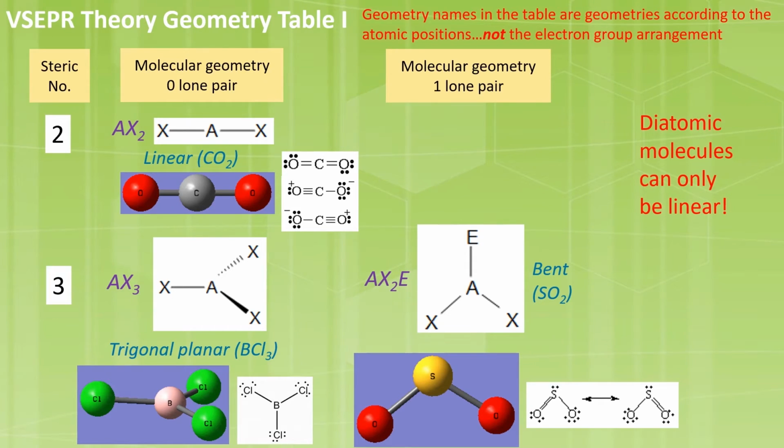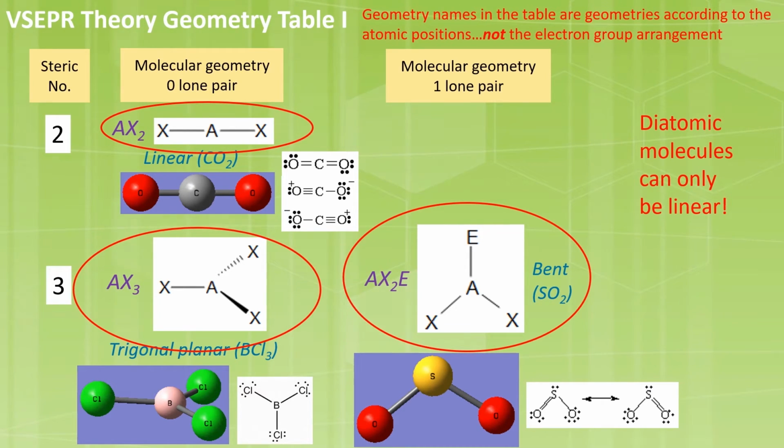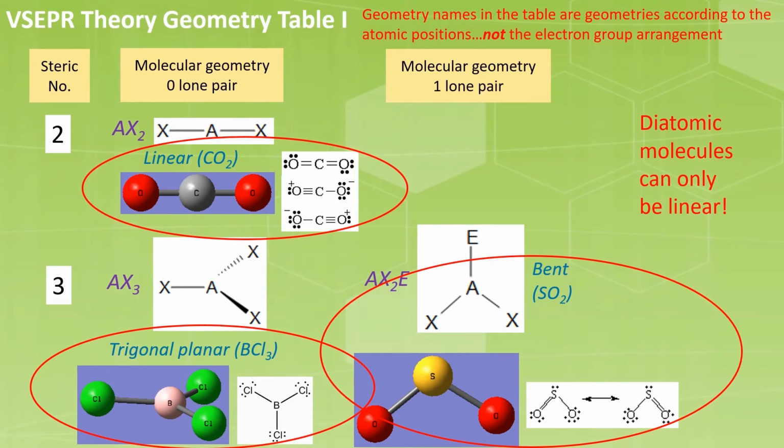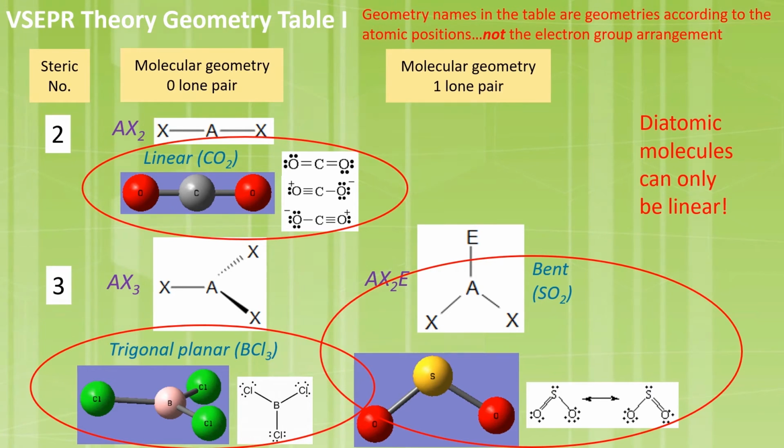The next 4 tables include geometries for molecules with steric numbers 2 through 6, with various numbers of lone pairs. Now, what you see for each steric number is the AXE geometries and AXE representations of these types of molecules, the name of the molecular shape according to the atomic positions, and finally, an example molecule with a computer-generated structure. Now, also included are the example molecules' Lewis structure and any resonance structures.